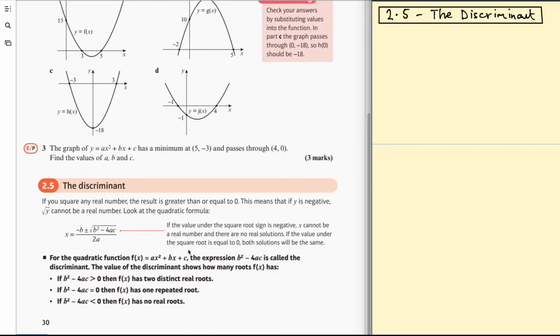So today we're going to be talking about the discriminant and why it's useful. Okay, alrighty. So the discriminant. Let's read about the discriminant.